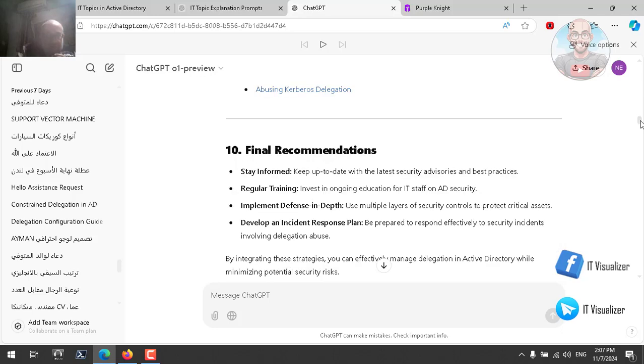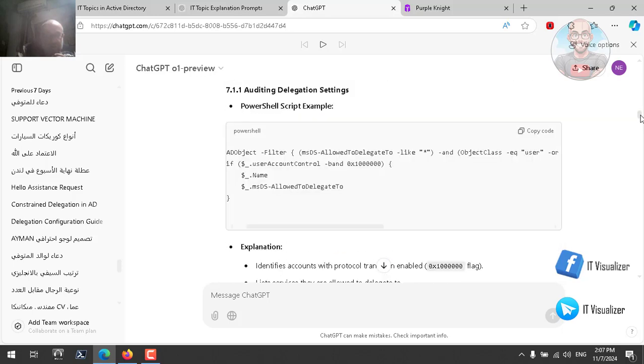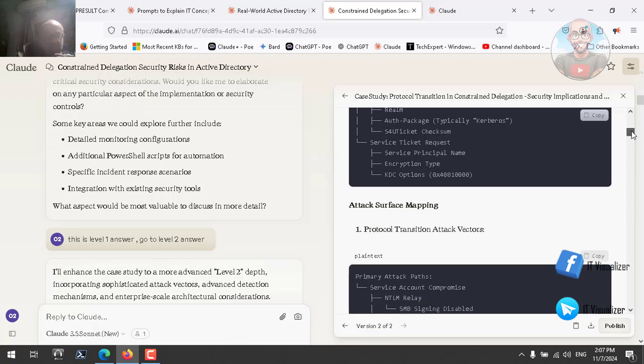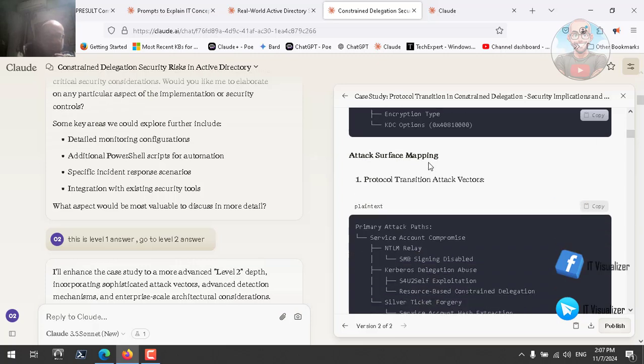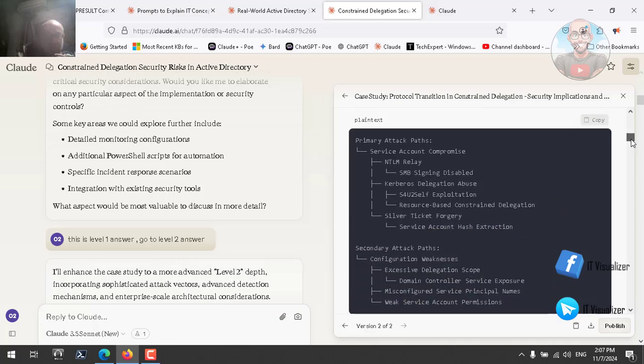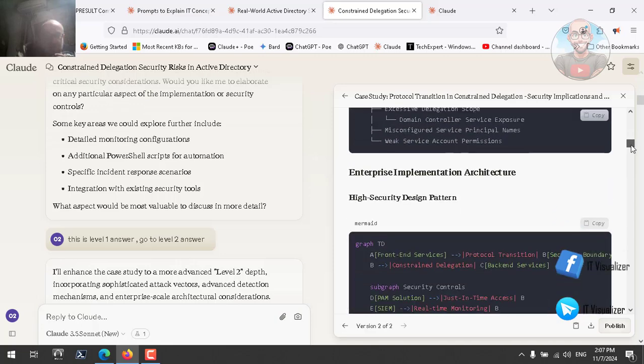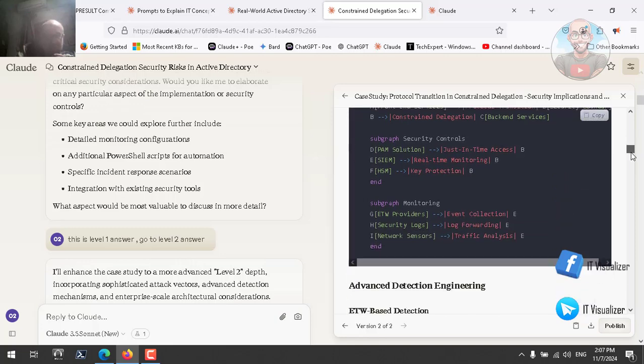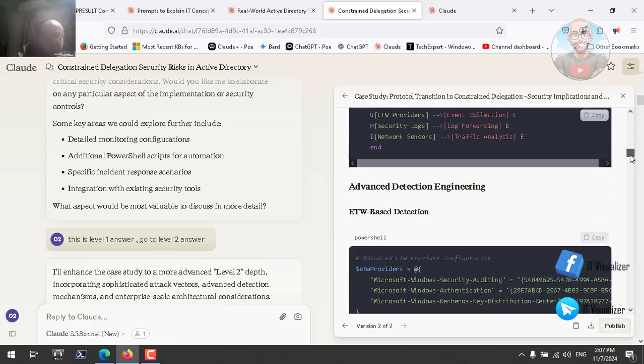If we go further, let's see something here. No, this is not for protocol transition. Anyway, we'll see, it gives us a more detailed answer, attack service mapping. So it's giving you the attacking method, and then he is giving us a graph through the Mermaid platform, but I think it's not displayed.